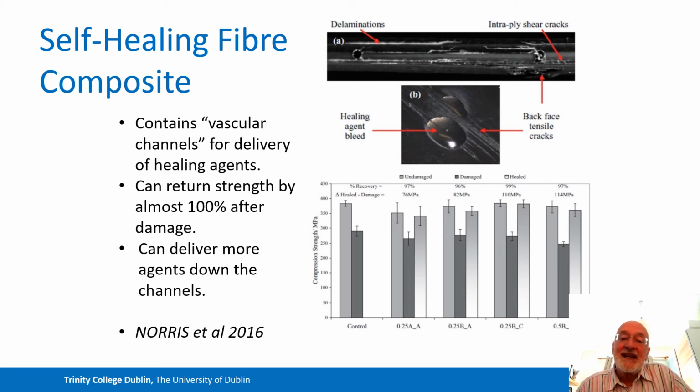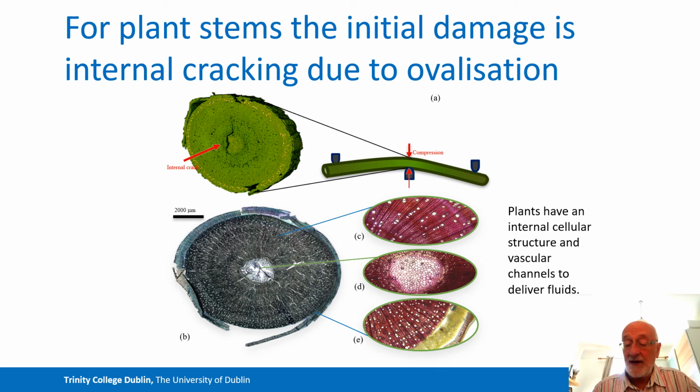And there's an analogy here between the vascular channels, like the blood vessels in your body, or as we'll see, the vascular channels that also occur in plants. So that's Norris et al. a few years ago. So there's a number of biomimetic solutions to the formation of these materials. Our inspiration was to think about plant stems, and especially to think about the fact that the first type of damage is that internal cracking that we see there.